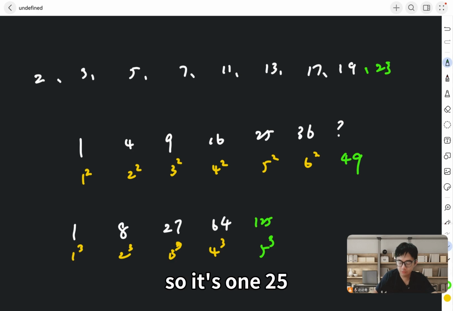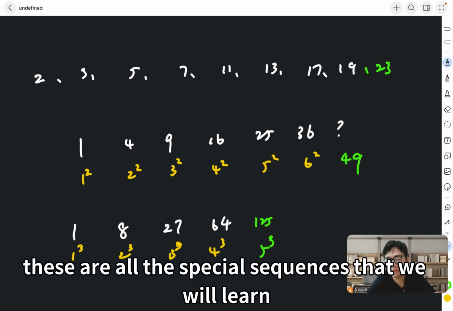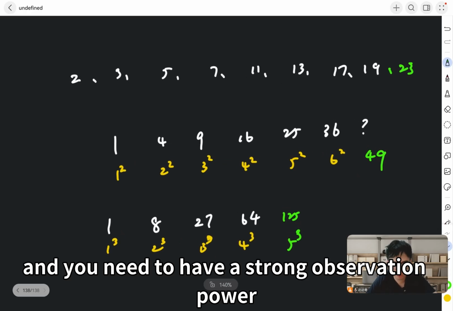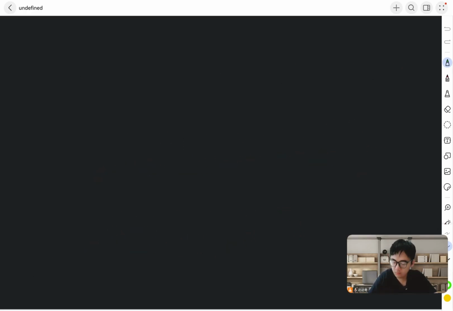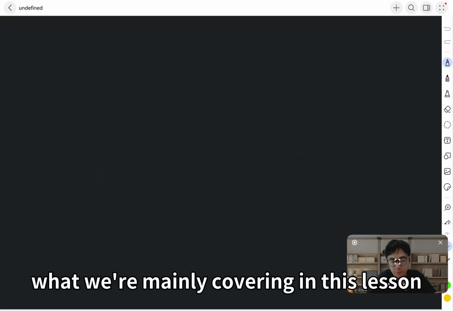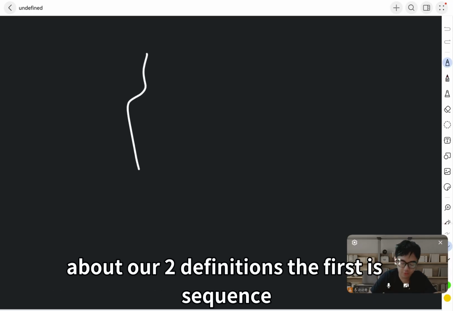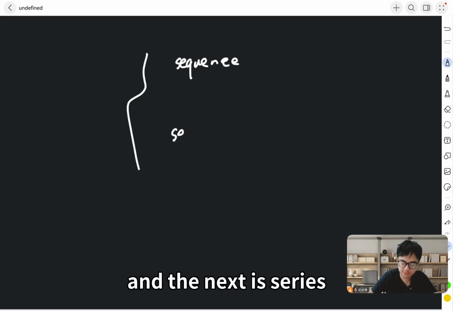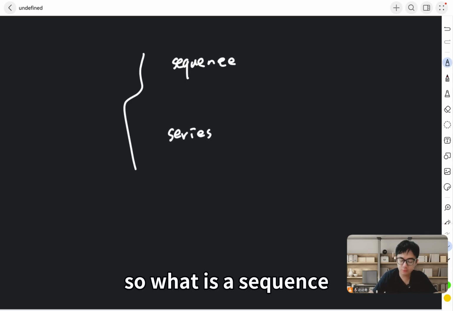So it's 125. These are all the special sequences that we will learn, and you need to have a strong observation power. What we're mainly covering in this lesson are two definitions. The first is sequence, and the next is series. So what is a sequence?